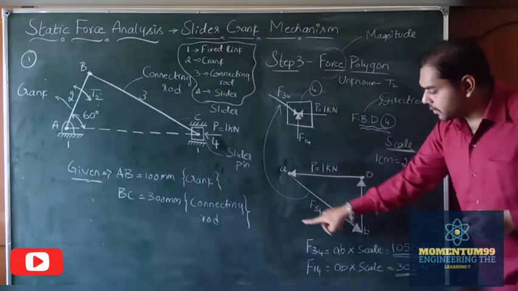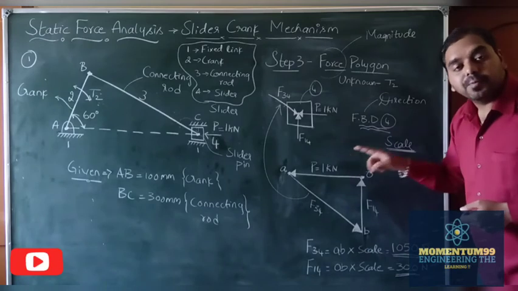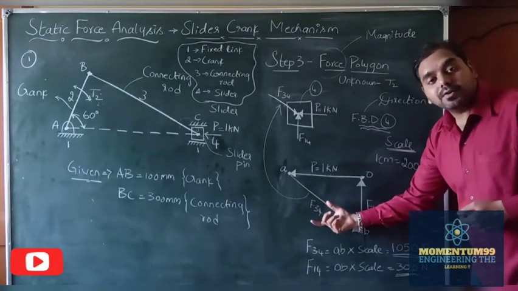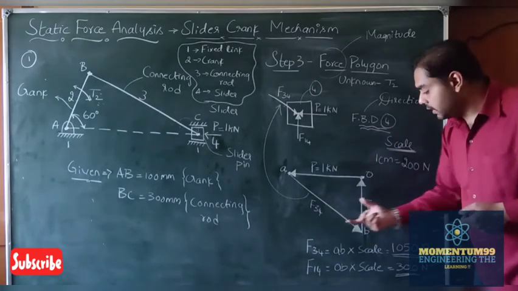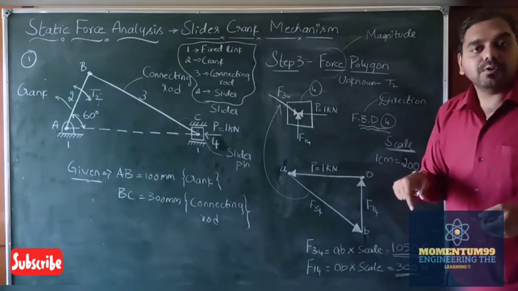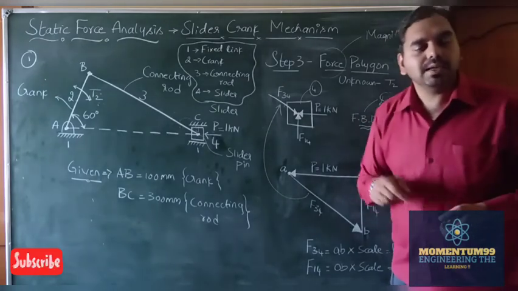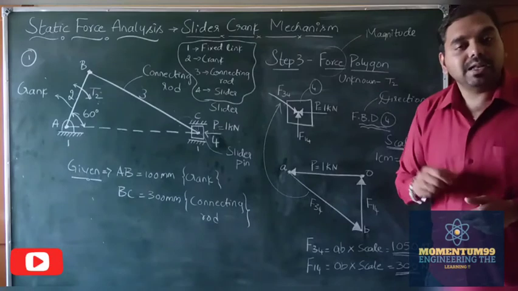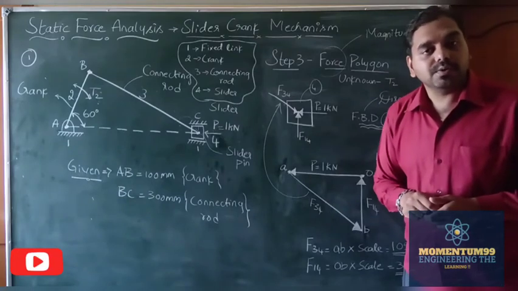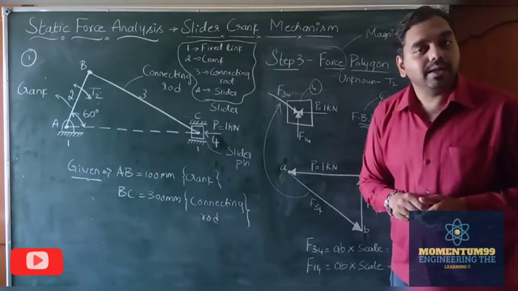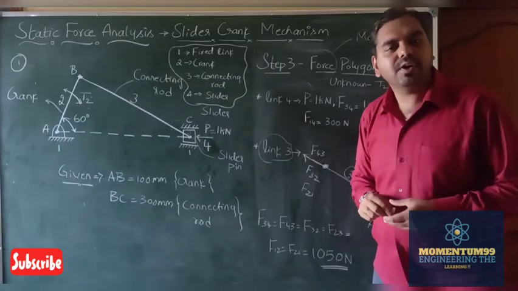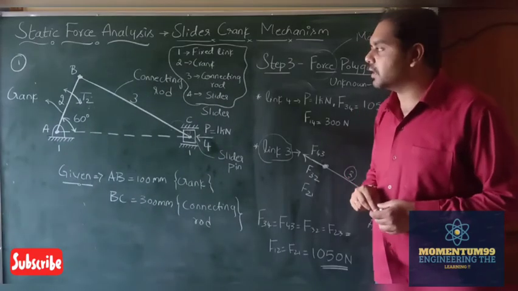Now, closing this, getting this closed polygon, we will be able to find out the magnitudes of the unknown forces F34 and F14, which is helpful to find the other unknown forces in the given slider crank mechanism, and ultimately we will be able to find out the torque T2 which is acting at our crank, that is nothing but link 2. Moving on, we will be drawing the force diagram of the link 3, the connecting rod.